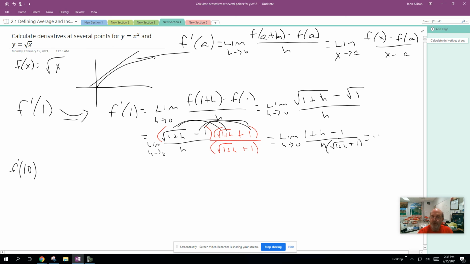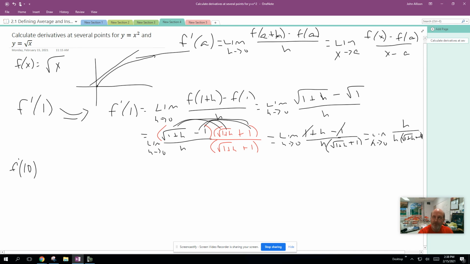That equals the limit as h goes to 0. The 1's cancel, leaving h in the numerator, over h times the square root of 1 plus h plus 1. That says plus 1. The h's cancel, leaving 1 in the numerator, so this is the limit as h goes to 0 of 1 over the square root of 1 plus h plus 1, which equals 1 over the square root of 1 plus 1, which equals 1/2.